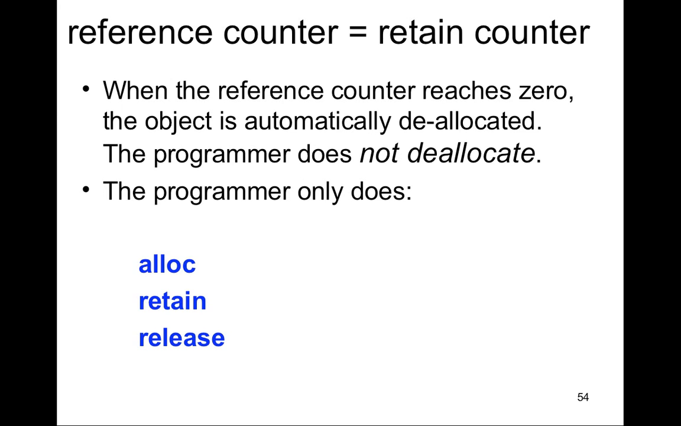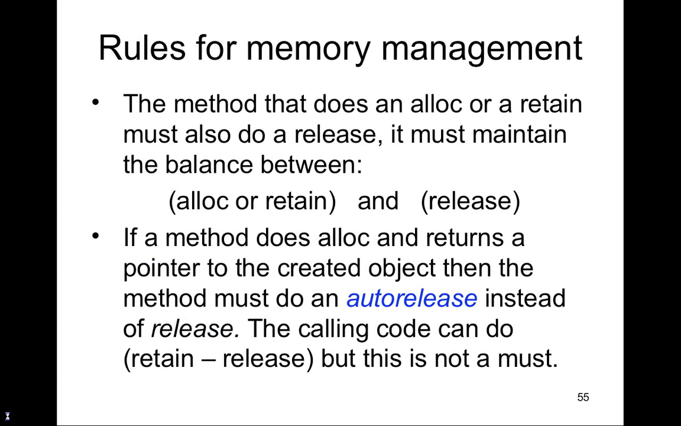So the program does not deallocate, the system does. We just keep track of whether we're retaining or releasing. So we're not really deallocating, but we can tell the compiler, or we can tell the system, to deallocate. We can tell it to do it manually, but we're not doing it. It's if we're doing the reference counting. So the programmer only does alloc, retain, and release, essentially. There's a dealloc method that we can use to manually deallocate it, but we don't actually have to.